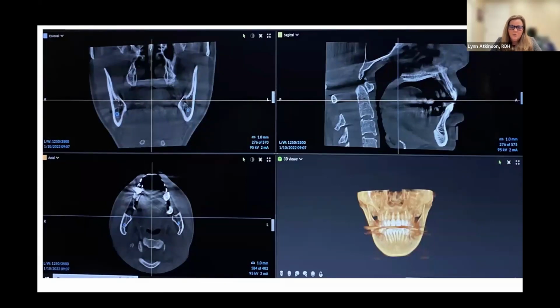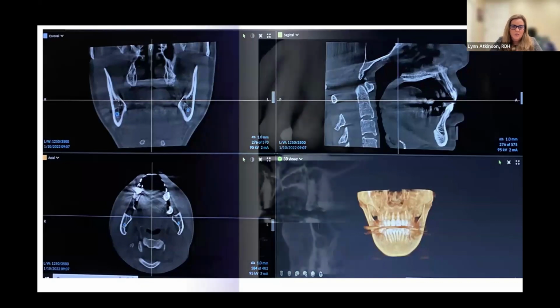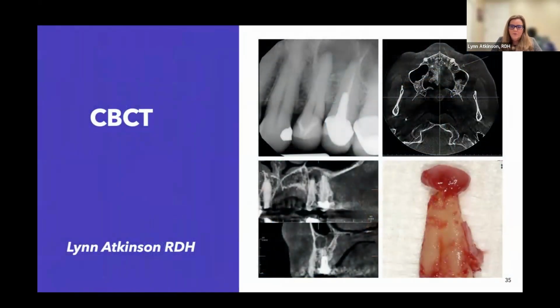CBCT scans are really important. They help with a 3-dimensional view of what's going on. If you're just treating what's going on in the mouth by a 2-dimensional image and your periodontal evaluation, the CT scan will give you much more information as far as what's going on buccal and lingual, and also give you a lot of other information as far as the bone and other structures.